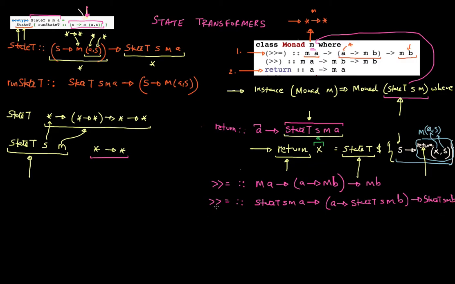Okay, so let's see if I can actually provide the implementation here. The bind method takes in two parameters. It takes in this first parameter, and then takes in the second parameter, which is a function. Okay, so let's do this. Let's have a value of type state TSMA. Let's just say TM is some variable that holds a value.